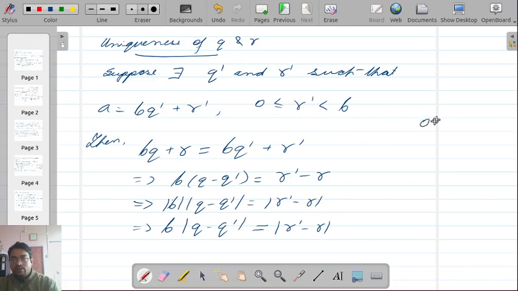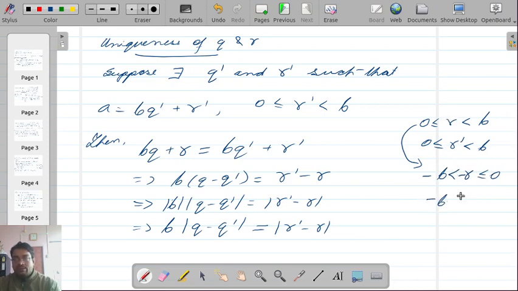Why? You see, 0 less than or equal to R less than B, this is already there. 0 less than or equal to R dash less than B, this is also there. So if you multiply here by minus 1, you get minus B less than minus R less than or equal to 0, right? Minus R lies between minus B and 0. So if you add them, it's minus B strictly less than R dash minus R less than B. So R dash minus R lies between minus B and B. So this quantity is always strictly less than B, right?